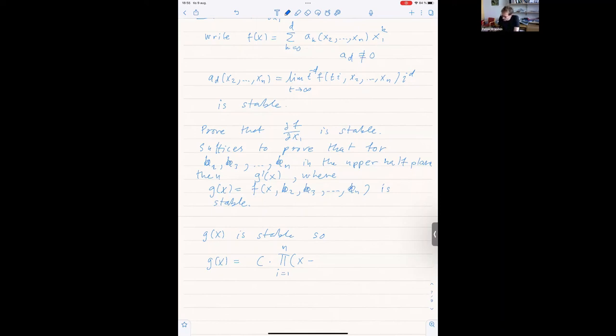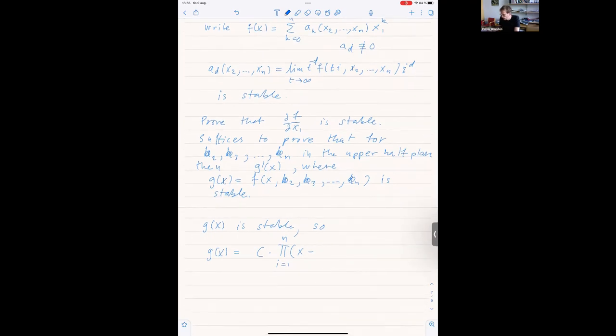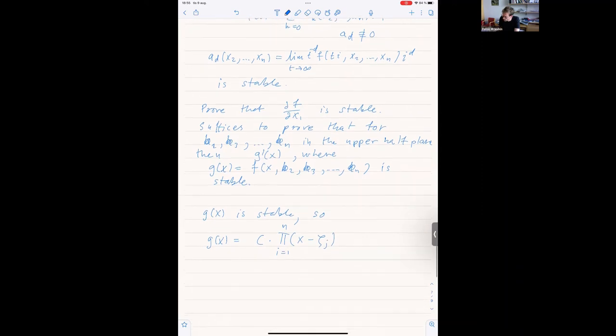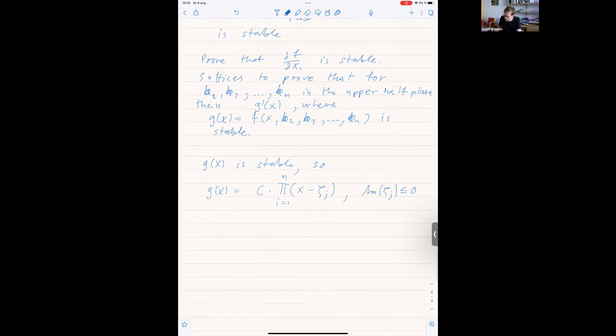Okay. So since g of x is stable, we may factor it, and it's a univariate polynomial, so we may factor it in terms of its zeros. These zeros then lie in the lower half plane, since it's supposed to be non-zero in the upper half plane. And now g prime of x, we look at g prime of x over g of x, and we know that this may be written in this form, right?